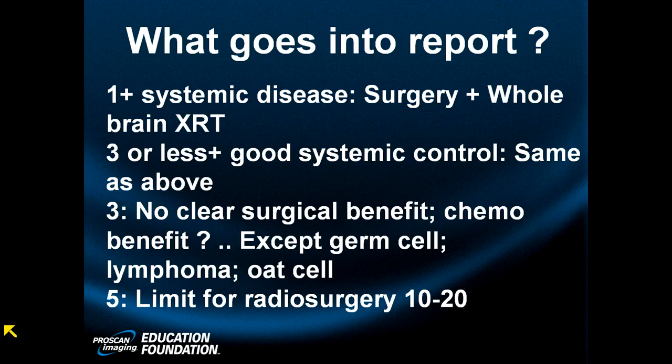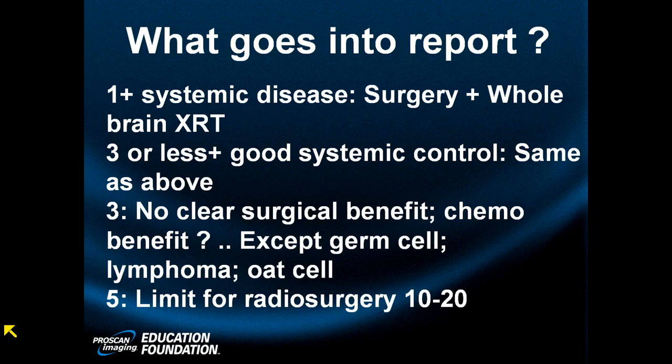Has there been systemic control over a period of time? In other words, how long has the patient had the lesion? Have they been operated on? You can use terms that will suggest to the surgeon that there's no clear surgical benefit. Things like the lesion lies in an area of extreme eloquent brain, meaning if you take it out, the patient will be aphasic, or the patient will have no motor function.